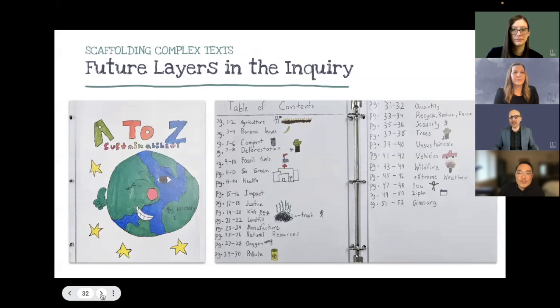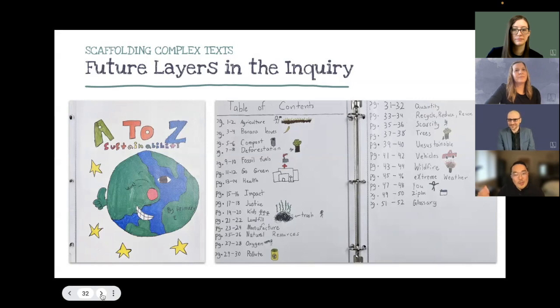Can you tell us a little bit about where they went? Absolutely. We decided to create as a class an A to Z book, a sustainability A to Z book. And we wanted to make sure we shared this with a target audience. And we felt that that target audience was actually going to be our kindergartners in our school.